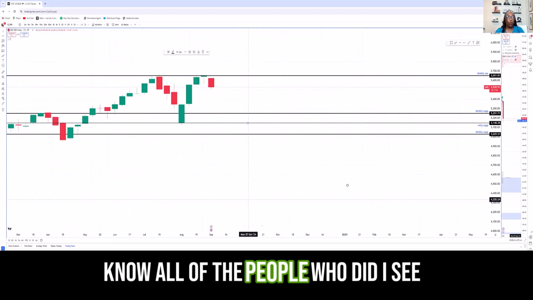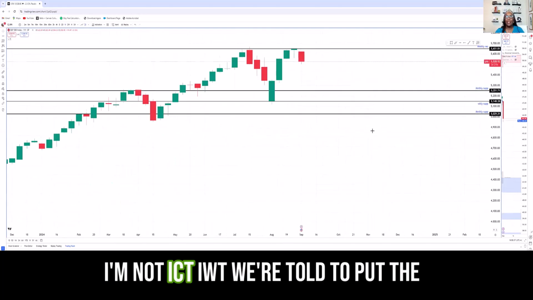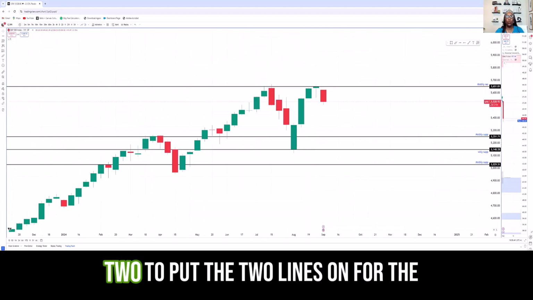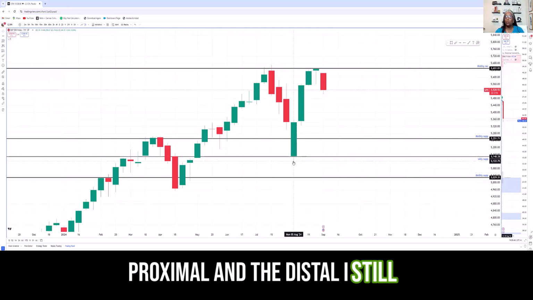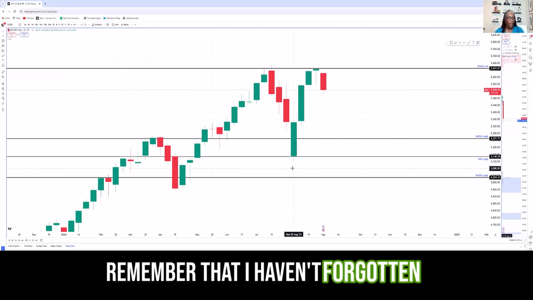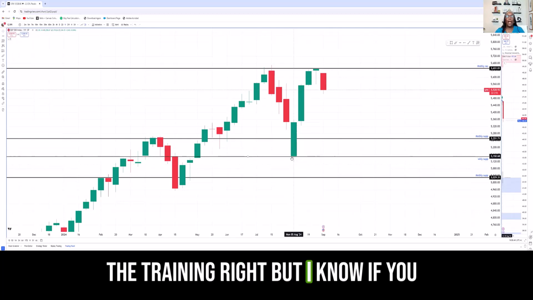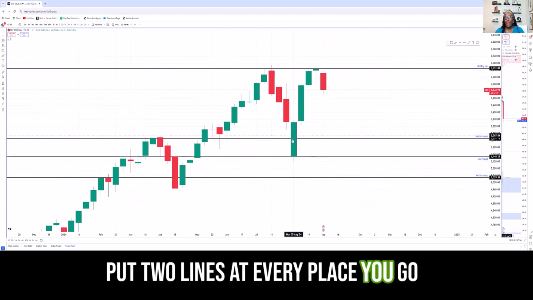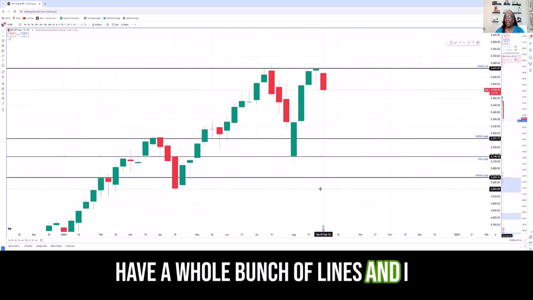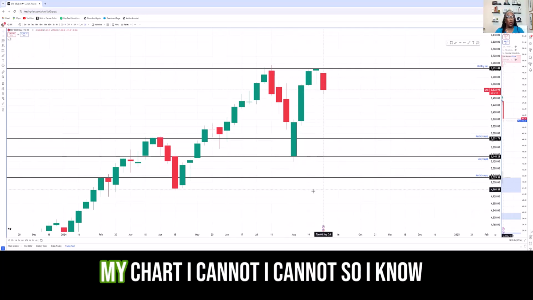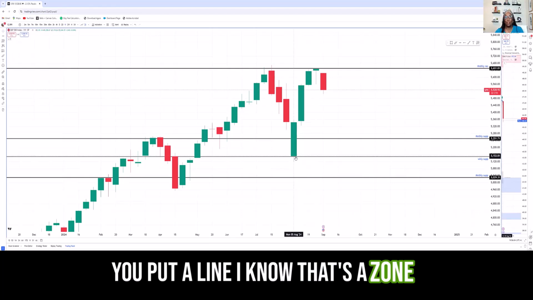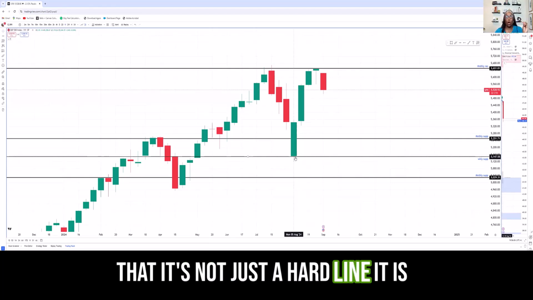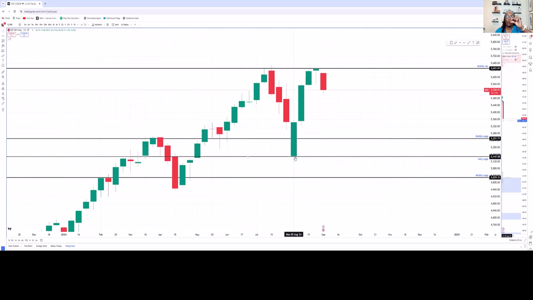I know all of the people who did IWT were told to put the two lines on for the proximal and the distal. I still remember that. I haven't forgotten the training, right? But if you put two lines at every place, you're going to have a whole bunch of lines, and I can't do a whole bunch of lines on my chart. So I know, and you should too, that wherever you put a line, that's a zone. It's not just a hard line. There's room there.